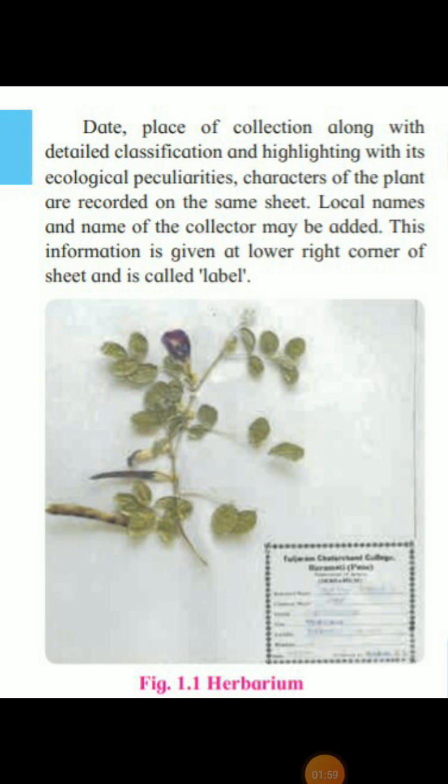Date, place of collection, along with detailed classification and highlighting with its ecological peculiarities, characters of plants are recorded on the same sheet. Now, such as date. Suppose I have collected a plant today. So today is 27, I guess, 27 to 2021. So today's date, place, suppose where I am living, or from where I have collected this plant.